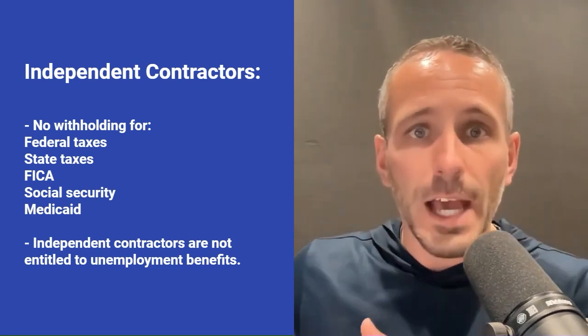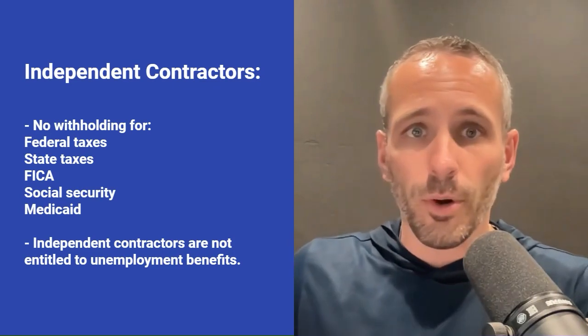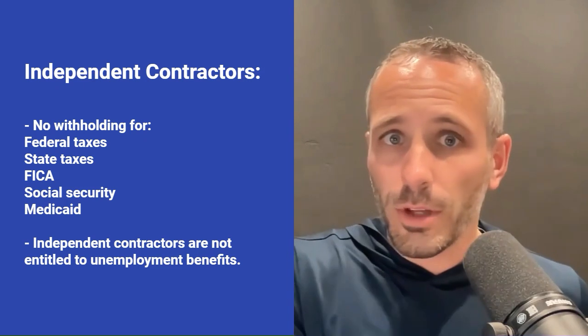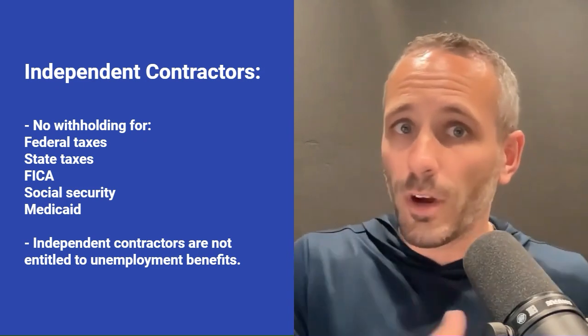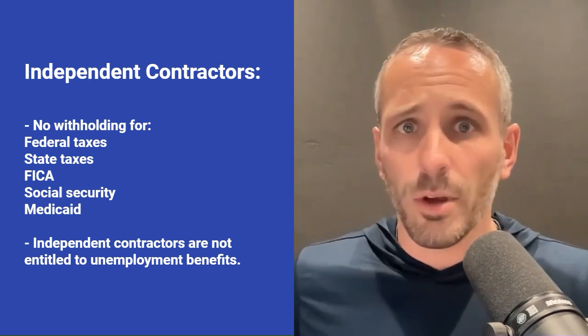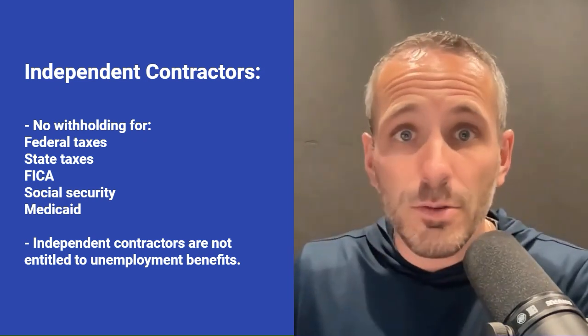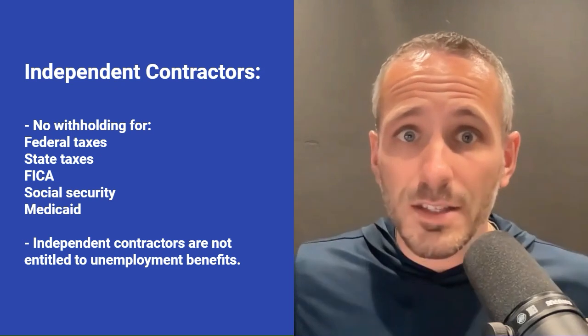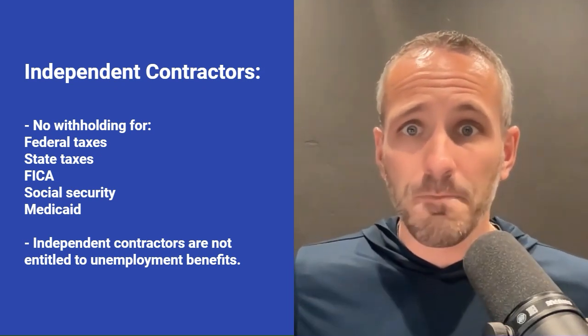You do not withhold for taxes. You do not withhold for Social Security, Medicare, anything like that. So there's no federal withholding, no state withholding, no FICA, Social Security, Medicare. There's no unemployment. You don't pay benefits to an independent contractor. They're typically not going to be subject to any labor laws that you have. Again, you just simply pay them. So if the independent contractor says, hey, for the work I did, you owe me $1,200, you pay them $1,200. The independent contractor gets $1,200.